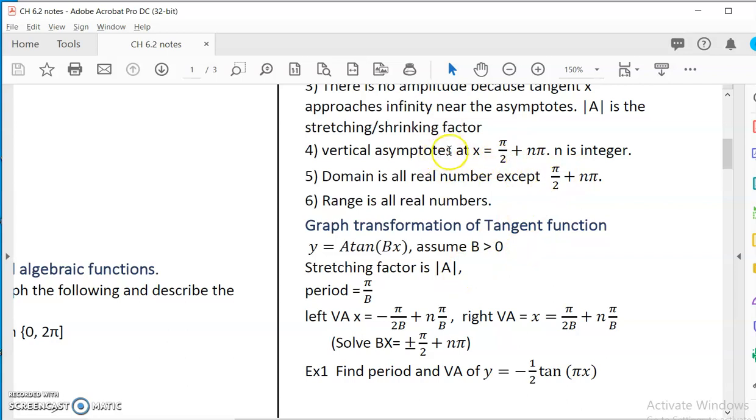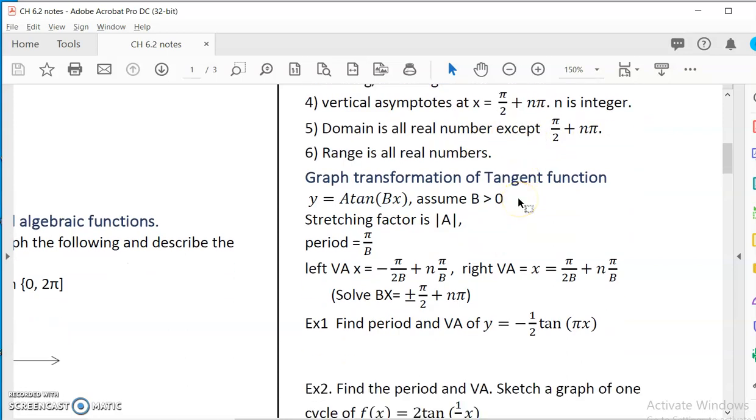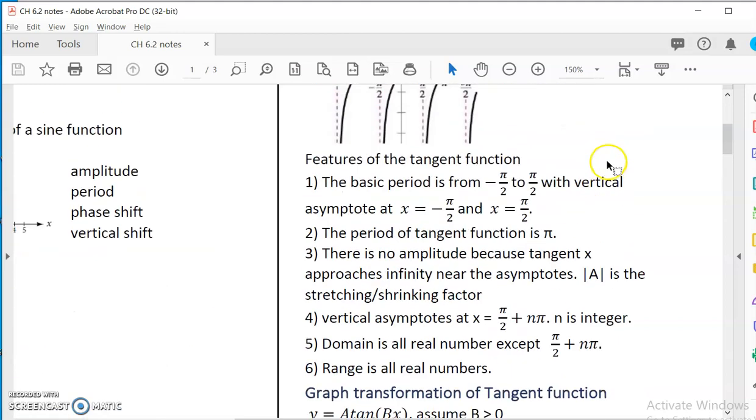So there are a lot of vertical asymptotes. They repeat every pi. So we say pi/2 plus n pi, -pi/2 plus n pi. So the domain of the tangent function is all real numbers except at pi/2 multiples, which would not be in the domain. The range is all real numbers. So it is periodic, but it still goes to infinity. Okay. So this is the basic one.